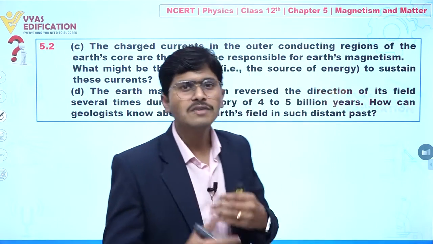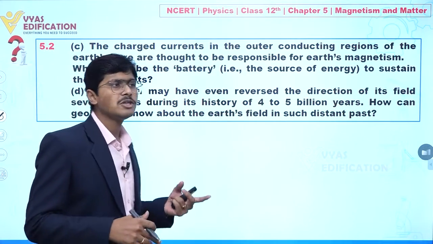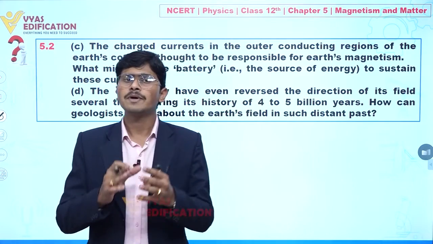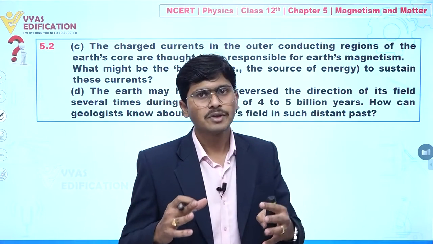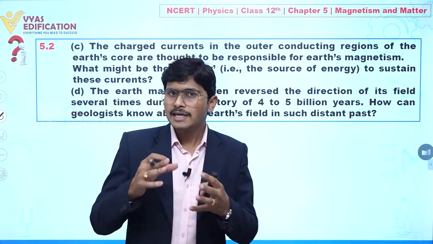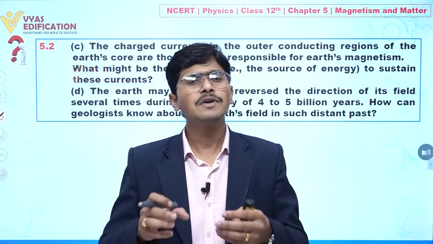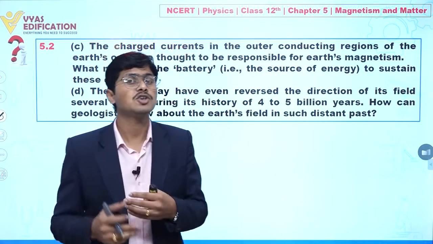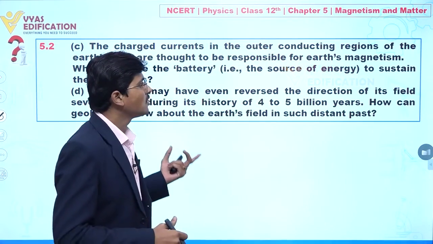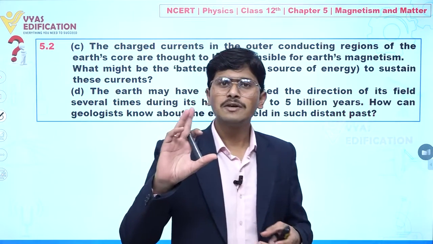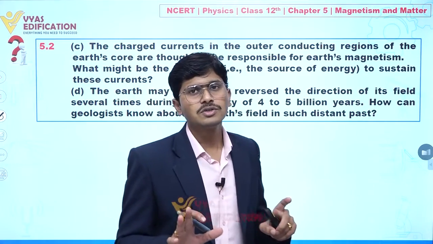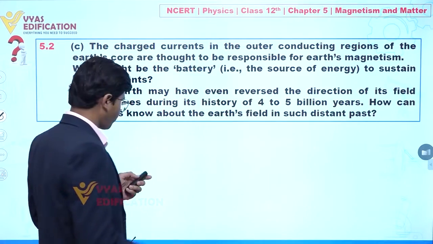Clear? And how can we know about such a distant past? Actually, whenever there is some change in the magnetic field lines, that property is stored in rocks, or the magnetic materials that we have found on the surface of the earth. If we take that rock into consideration and find the properties of that rock, due to those properties we can say that after 4 to 5 billion years, the earth changed its direction of magnetic field several times. Clear to you? So this is all about part D.